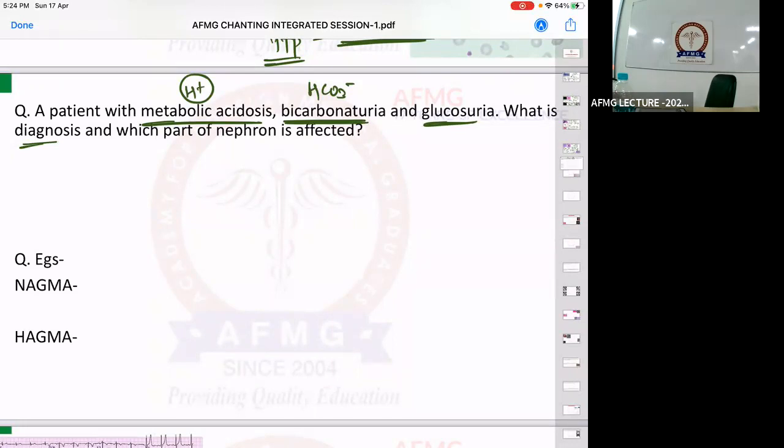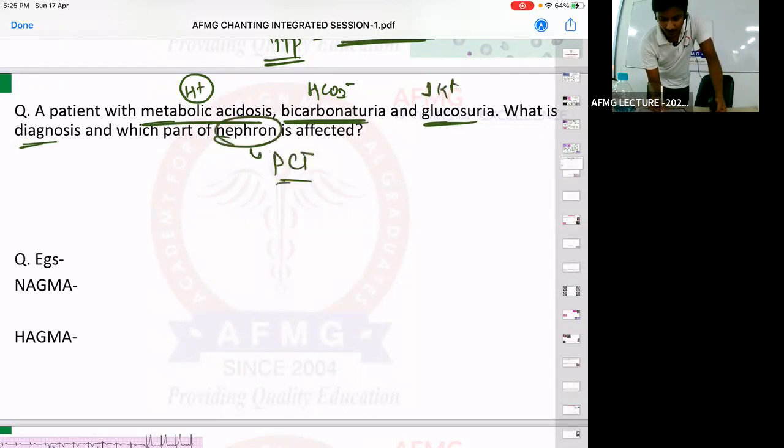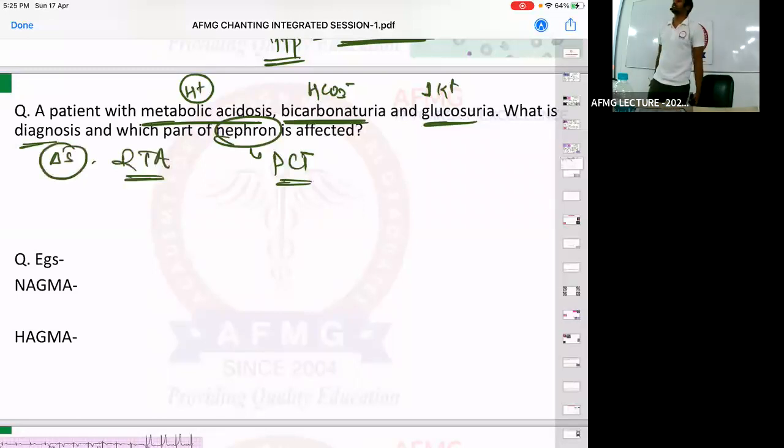And H plus is usually excreted out by the PCT. But as this PCT is damaged, H plus would not be excreted out; it would be rather retained inside the body. That causes metabolic acidosis. Okay? And there would also be hypokalemia in the patient. All of these features are seen in this condition. So the part of nephron affected is PCT, important is सबसे ज़्यादा, and the diagnosis in this condition is renal tubular acidosis.